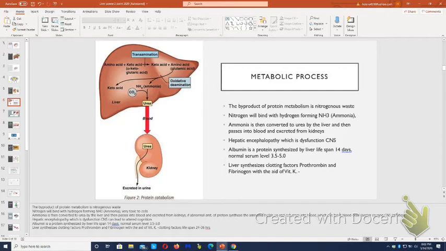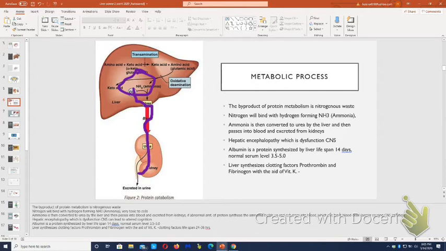The byproduct of protein metabolism is nitrogenous waste. So nitrogen will very easily bind with hydrogen forming ammonia, which is very toxic to our cells. Ammonia is then converted into urea by the liver, and it passes into the blood, where it is then excreted from the body by the kidneys. So in this diagram, as you can see here, you've got your ammonia, and then urea goes into the bloodstream and gets excreted through the kidneys.